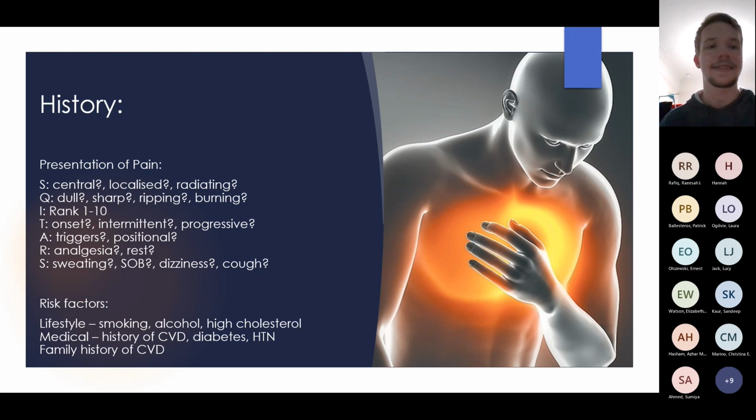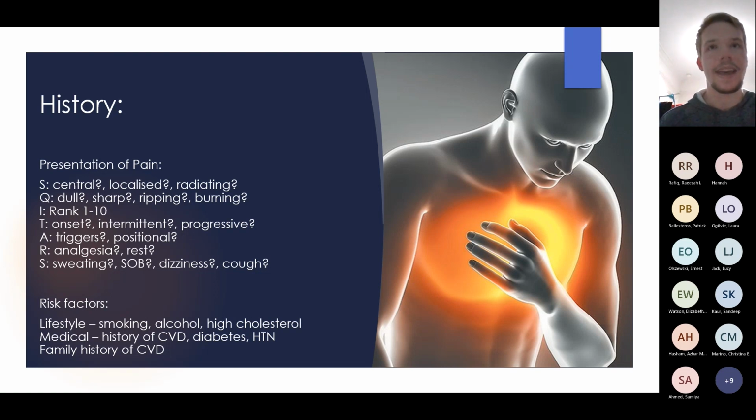And then for the S, just ask about any other symptoms that you think could be related. So if, for example, it was the respiratory system, I'd try to ask about shortness of breath, any coughs, any sputum production, that sort of thing. So that's a brief overview of asking about the history of that chest pain. And then what's also important with that is the past medical history from the patient.